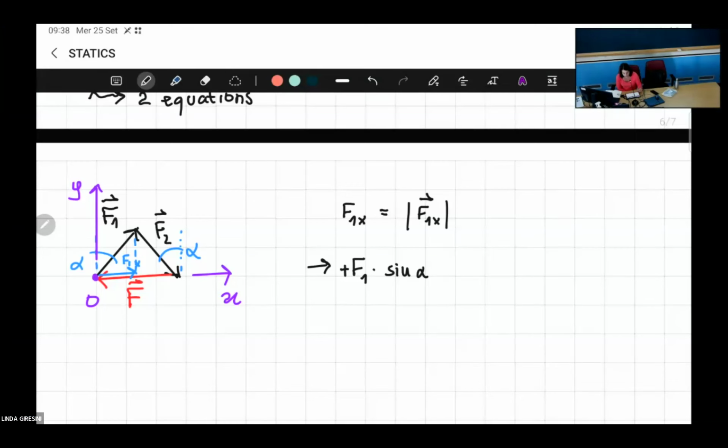F2 as well: F2 times what? Yes, sine alpha. Just to be explicit, this is the F1x component, and this one is the F2x component.